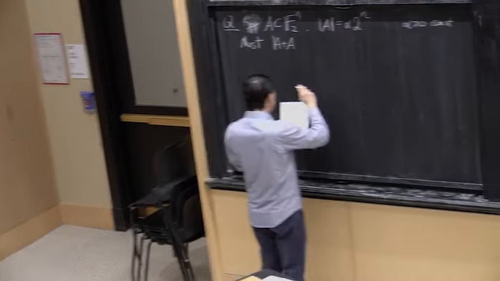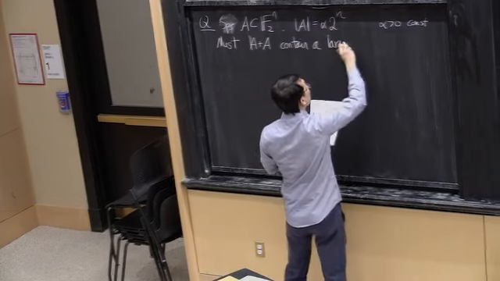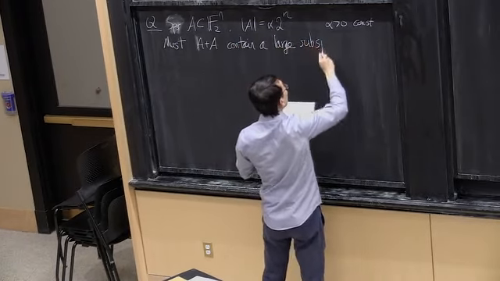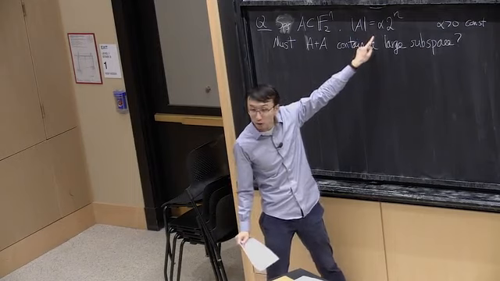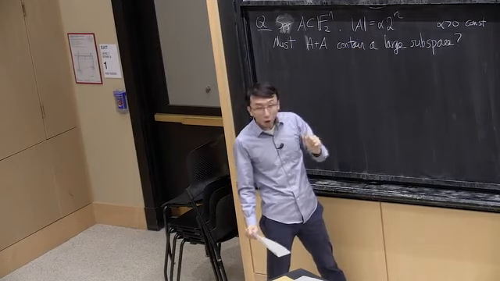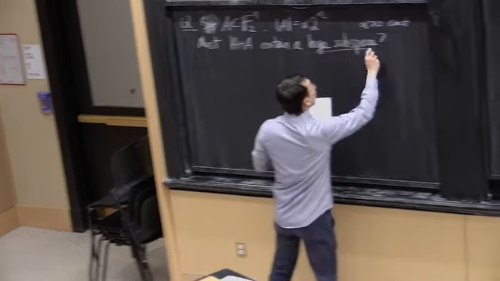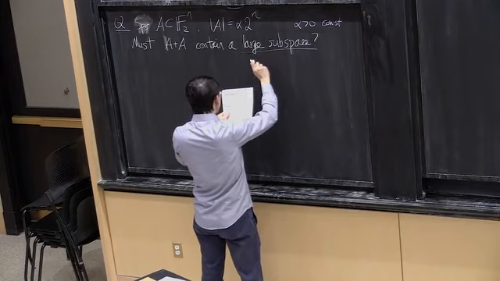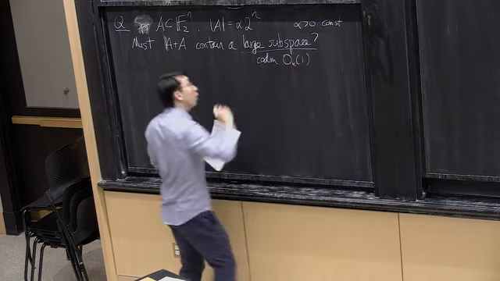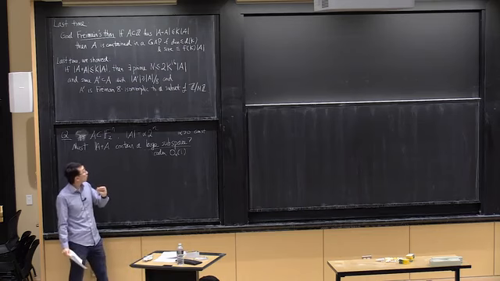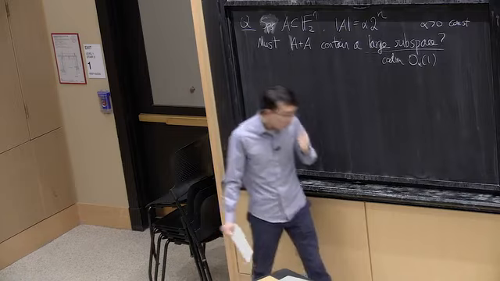And the question is, must A plus A contain a large subspace? And here, by large, I mean the following. Because we're looking at constant proportions of the entire space, by large, I really also want a constant proportion of the entire space. So does there exist some subspace of bounded codimension? If alpha is a constant, I want a bounded codimensional subspace that lives inside A plus A.